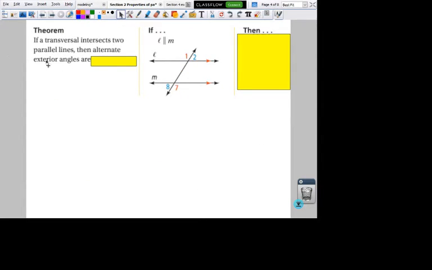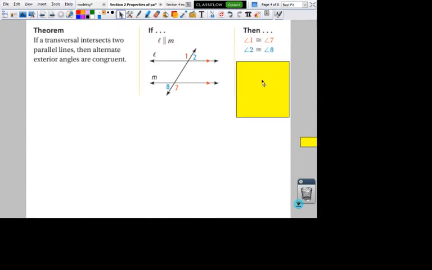So if we have alternate exterior angles, they are congruent. So my alternate exterior angles are also congruent. So in this shape, if I have 1 and 7, they are congruent. If I have 2 and 8, they are congruent because they are alternate exterior.